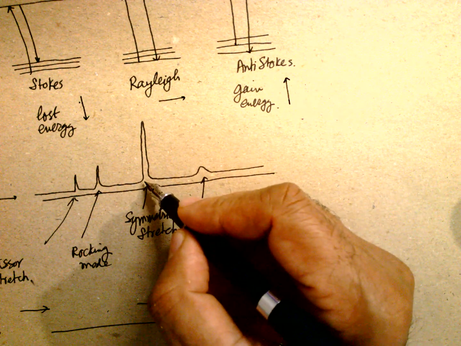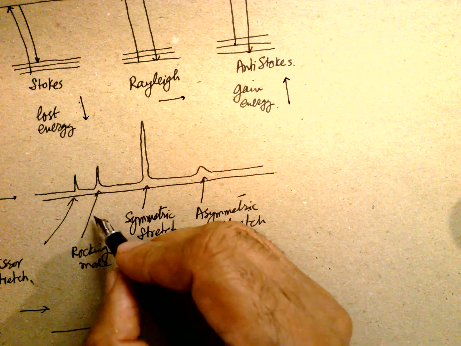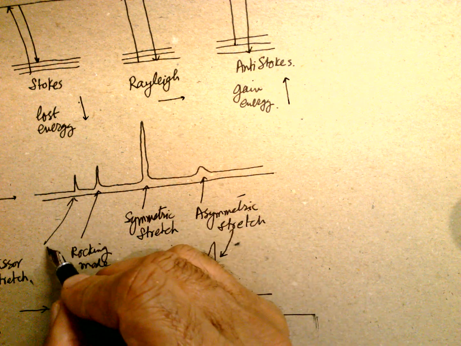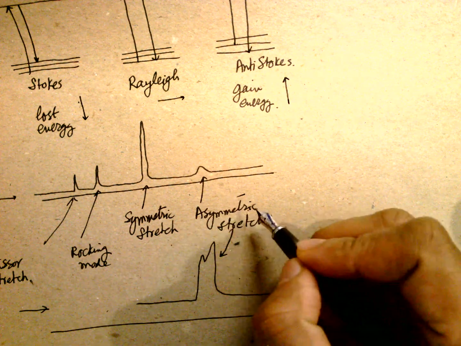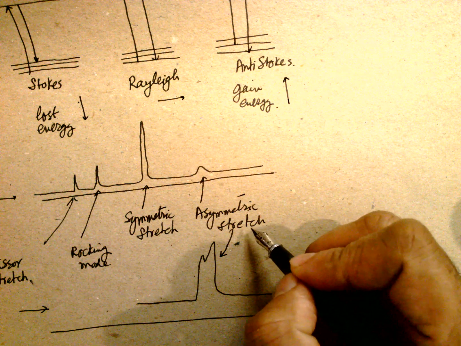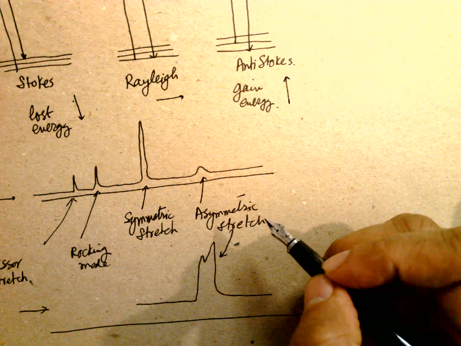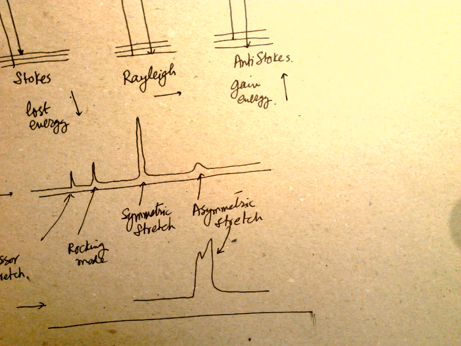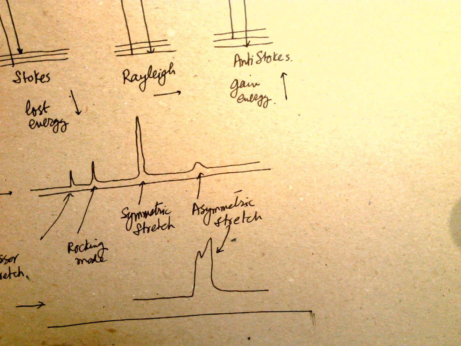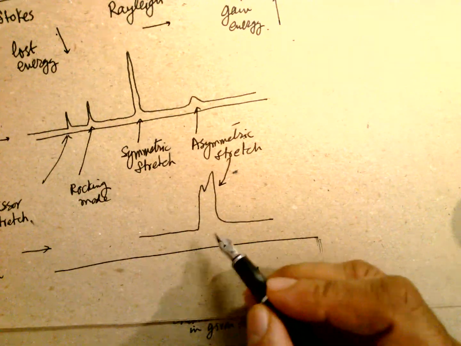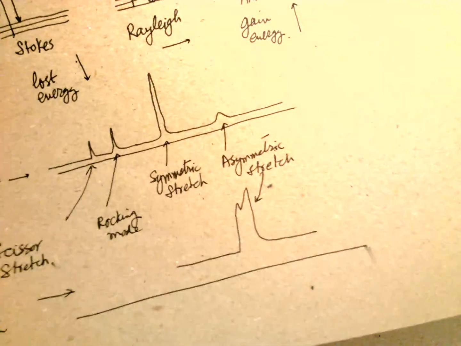So this is a symmetric stretch, and this is rocking, and this is scissoring, and this is the asymmetric stretch on the Raman side. And if you complement this one, this is the IR absorption of the asymmetric stretch.